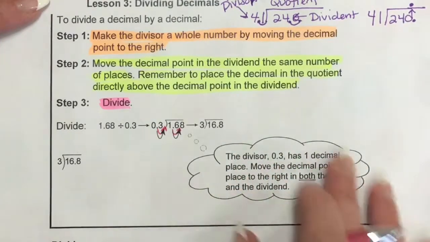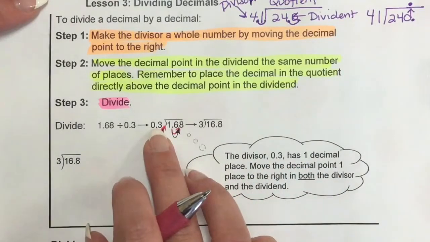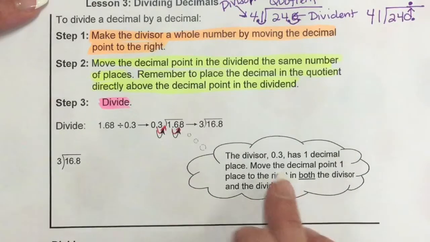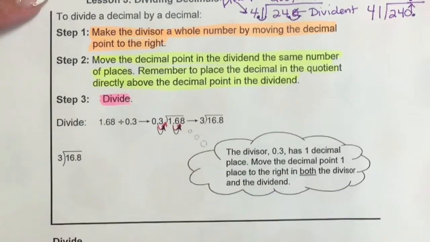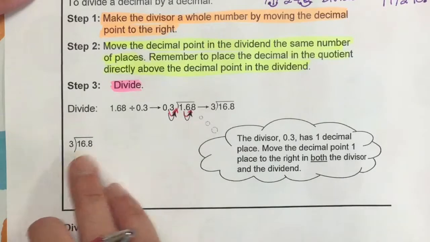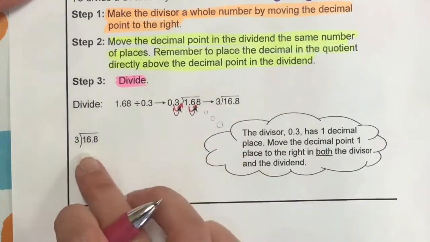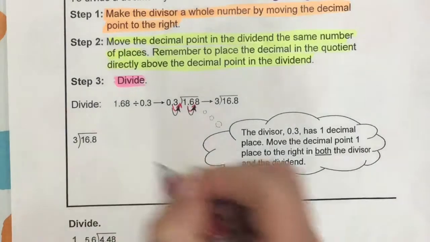So this is just a little thought bubble that says the divisor 0.3 has one decimal place, so you move the decimal point one place to the right in both the divisor and the dividend, which is what we just did. So let's go ahead. We have now the problem turns into 16.8 divided by 3. So let's go ahead and just do that division and see what we end up with.